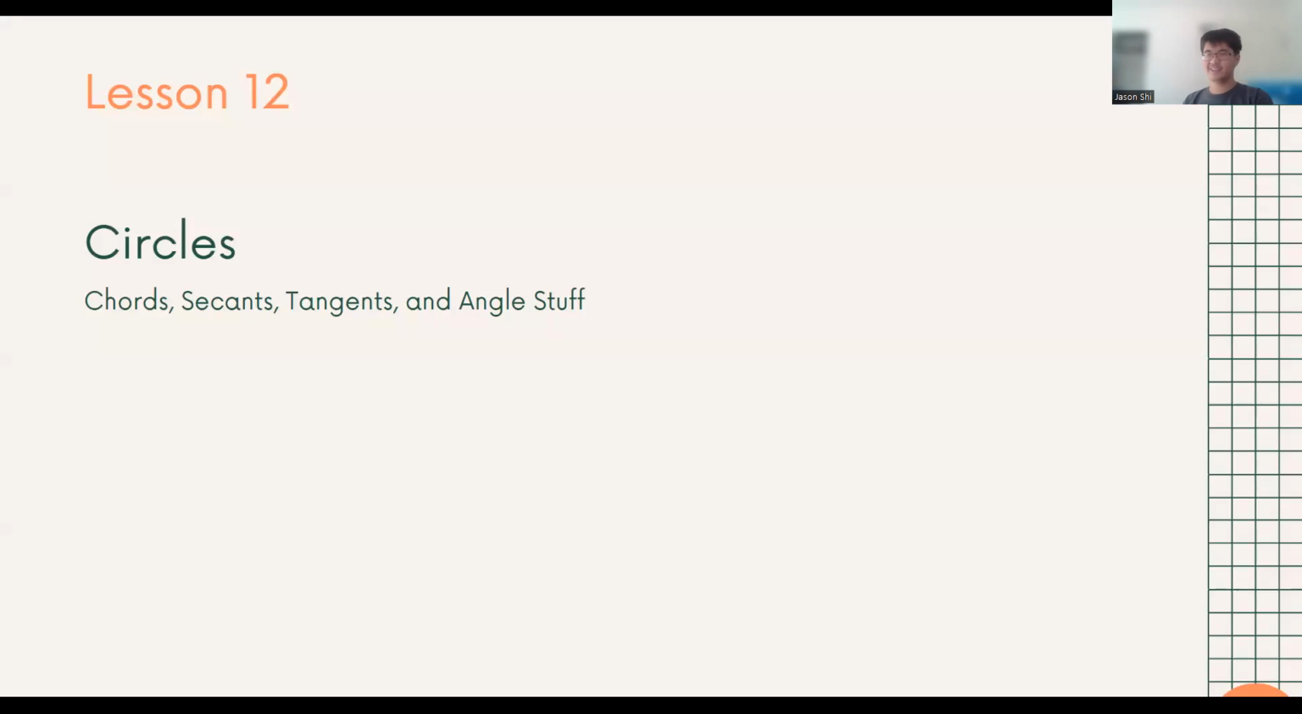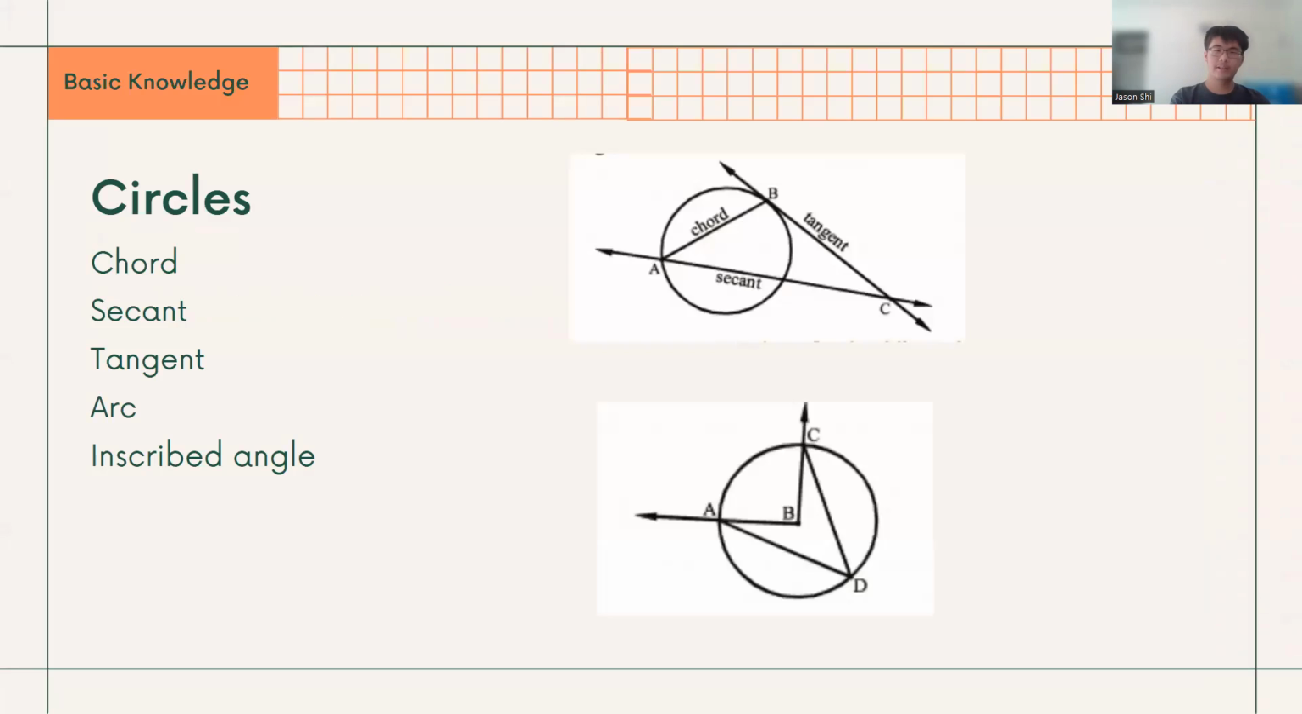Okay, hello everyone. So today is lesson 12 and it's on circles, which is more geometry because geometry is fun, right? This lesson is actually about basic vocab first, and then we're going to talk a lot about angles and many interesting angle properties in circles. So first of all, we need to go over vocabulary.